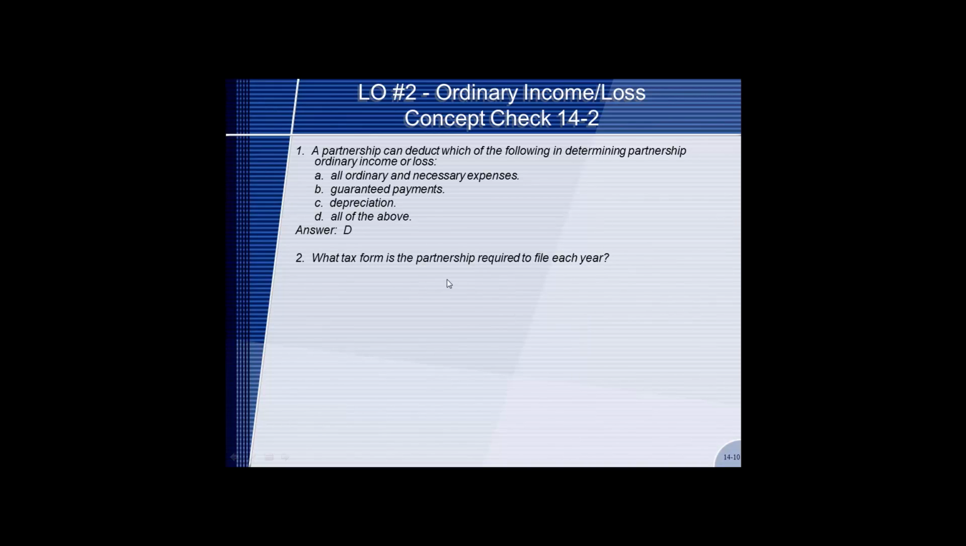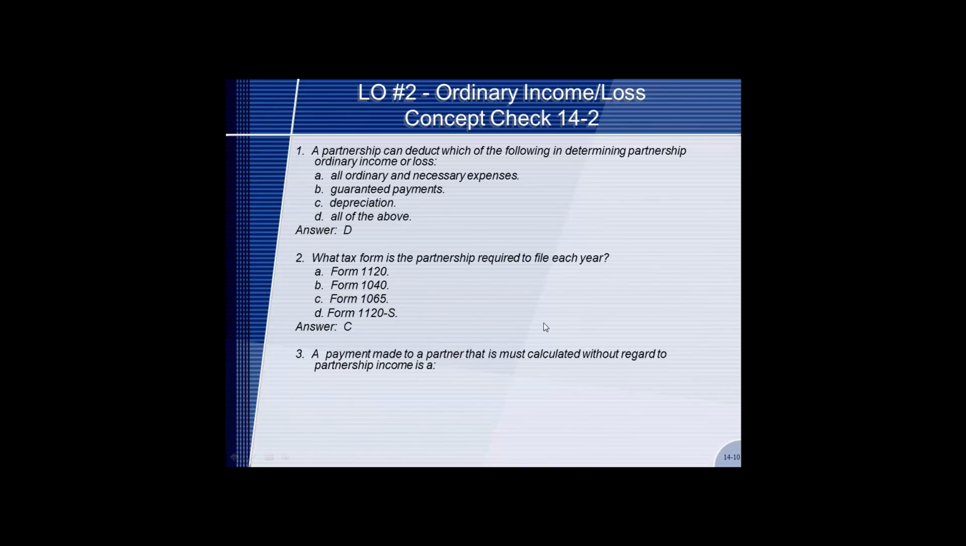What tax form would a partnership be required to file each year? A 1120, a 1040, a 1065, 1120S. The 1120 is for corporations. The 1040 is for individuals, Schedule C. 1065 is for partnerships, and 1120S is for S-corps.